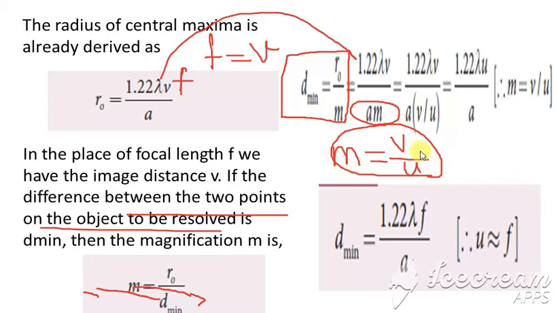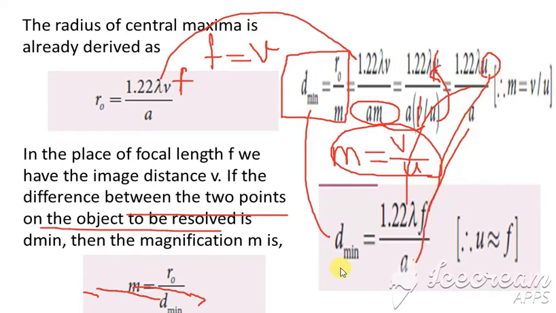which you have seen already in the simple microscope, is it not? So substitute the value of m here. V and V get cancelled. So we get 1.22 lambda, u comes to the numerator, so we get 1.22 lambda u divided by a. Here instead of f we are writing v, and instead of u we are writing f. So we get d minimum equal to 1.22 lambda f divided by a.